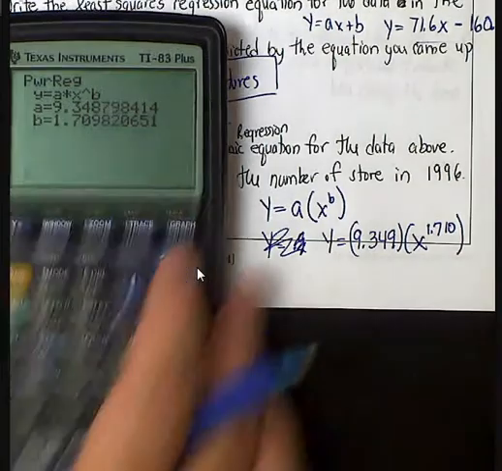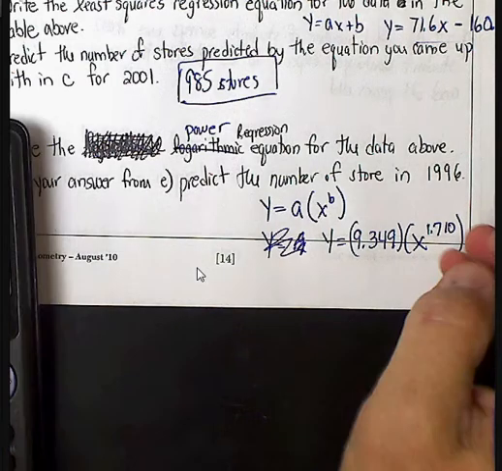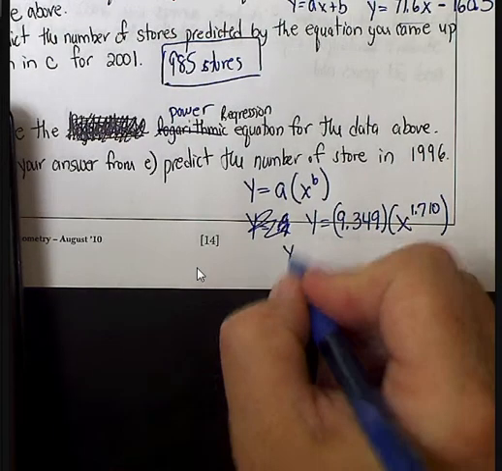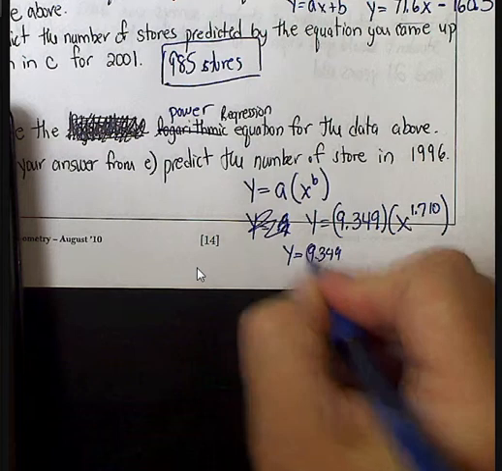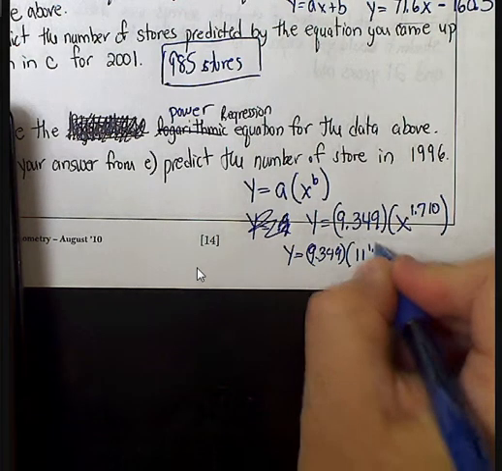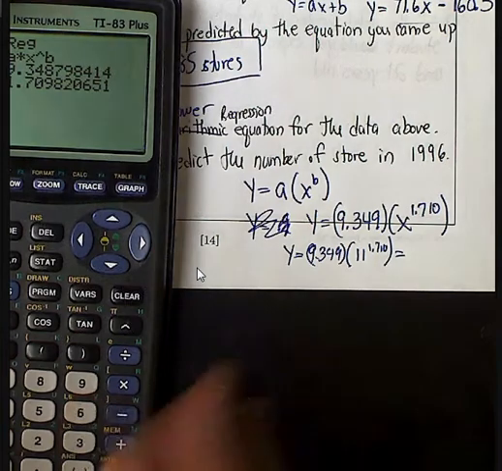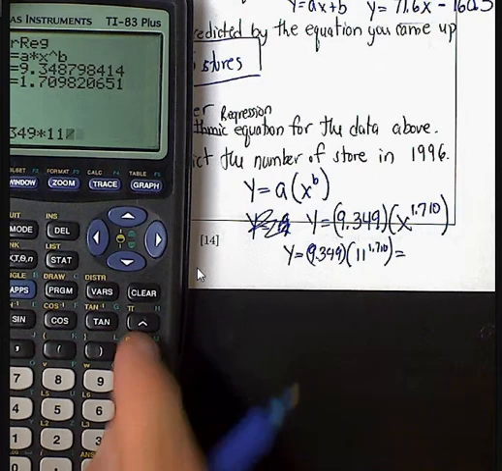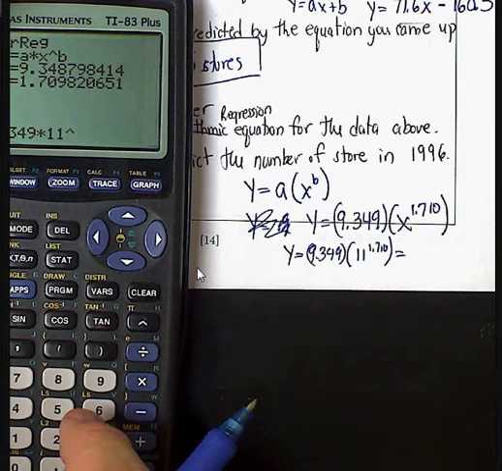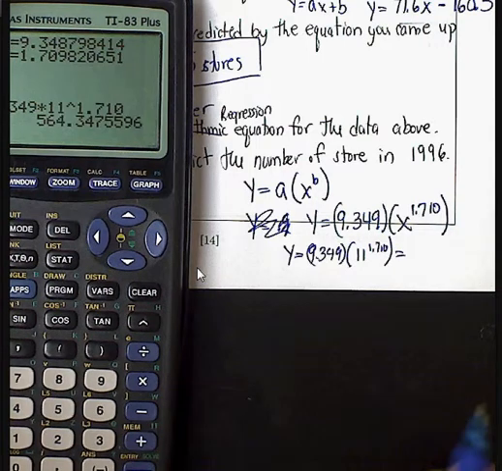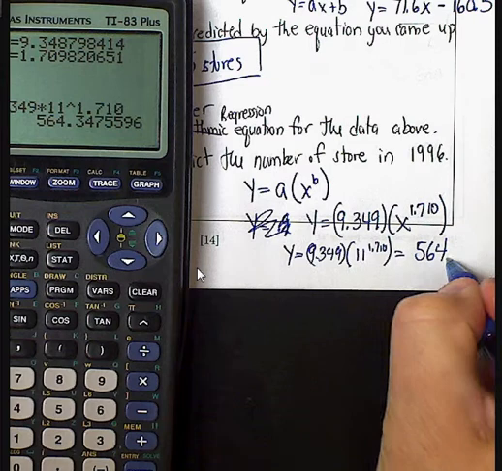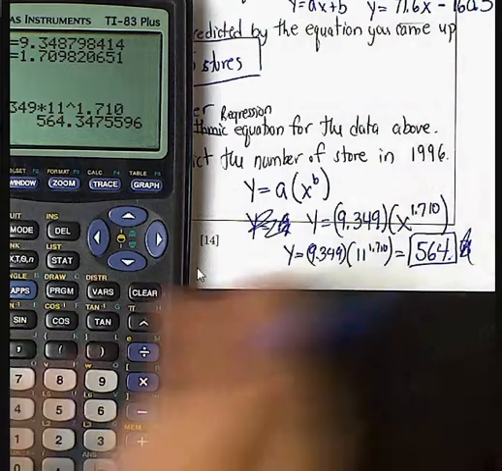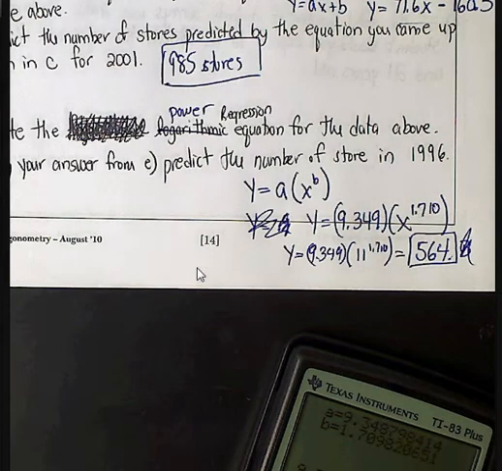I guess. And then part E says, using your answer predict for 1996. If I go back to 1996 was year 11. So this is what I want to evaluate, 9.349, 11 raised to the 1.710. So I use the calculator to do that, 9.349 times 11 raised to the 1.710, enter. I get 564.34 stores, so 564 stores. Right? And that's worksheet number 5.